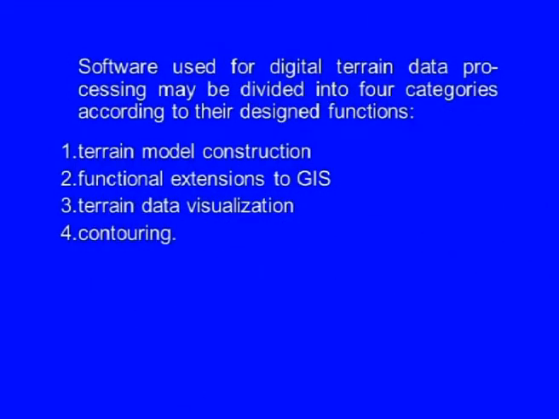Software used for digital terrain data processing may be divided into 4 categories according to their designed function, that is terrain model construction, functional extension to GIS, terrain data visualization, and fourth is contouring.